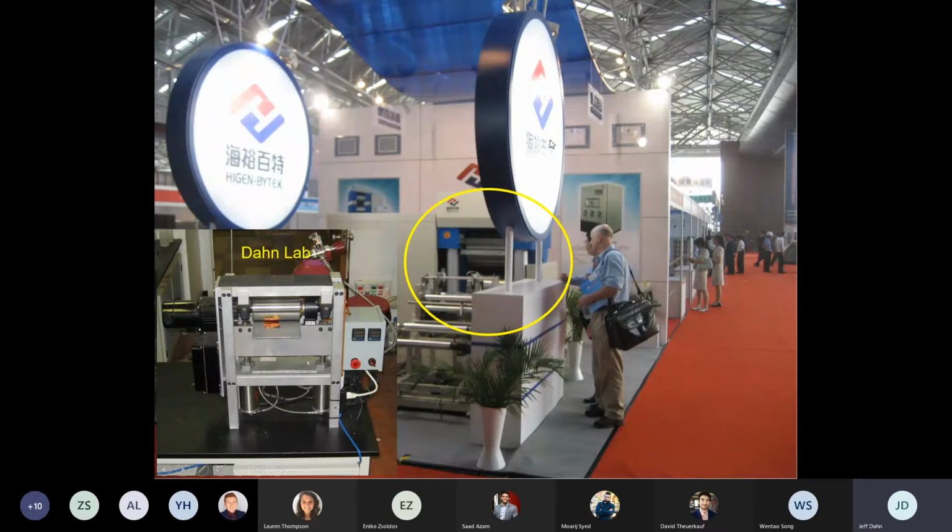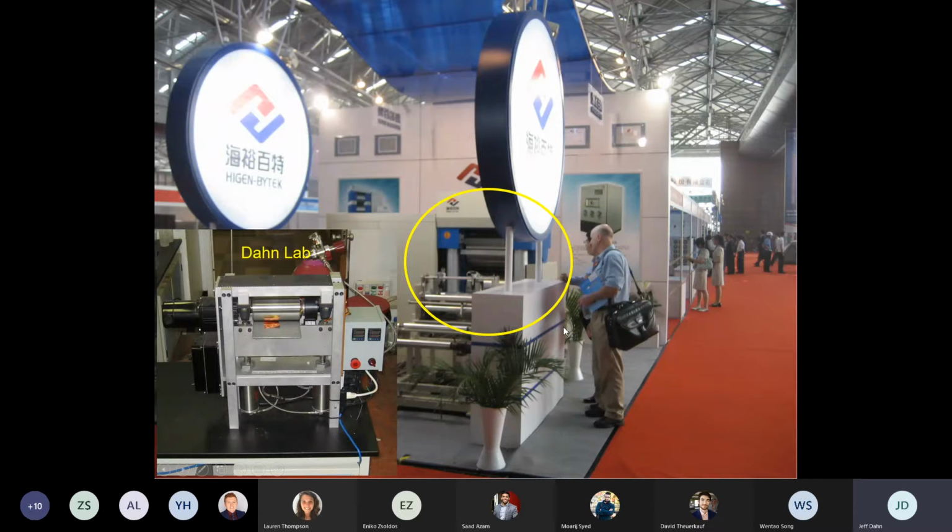Now, where was this photograph taken? You can see me here. This was at the China International Battery Fair in Shenzhen, China. There's a conference center there. It's about the size of 4 football fields. And in that conference center, the vendors brought their equipment, even equipment like this that weighs several tons. Like these rolls weigh several tons. They brought coating machines 50 meters long.